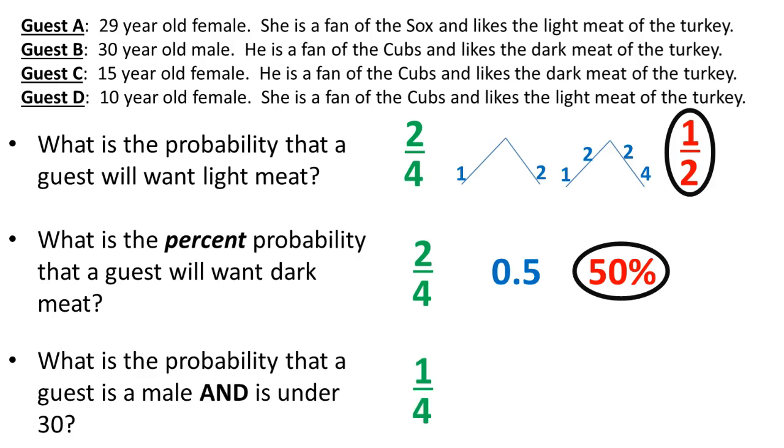Now I need to find the probability that a guest is under 30. There's still a sample space of 4 total outcomes, so 4 guests altogether. Of those guests, 3 of them are under 30, so that's a probability of 3 out of 4. Since it's and probability, I'm going to multiply. I do not need common denominators. I can multiply straight across. 1 times 3 is 3. 4 times 4 is 16.